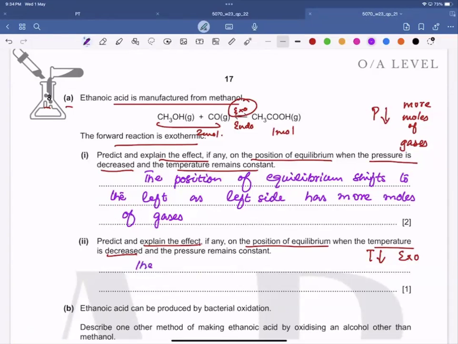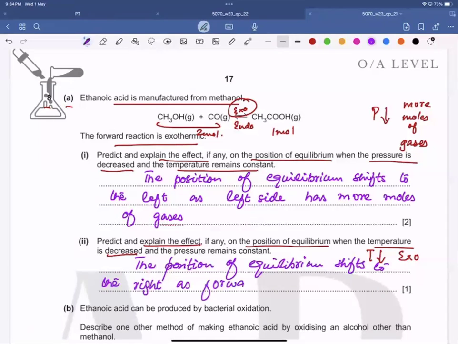So I can write that the position of equilibrium shifts to the right as the forward reaction is exothermic. Is this clear?